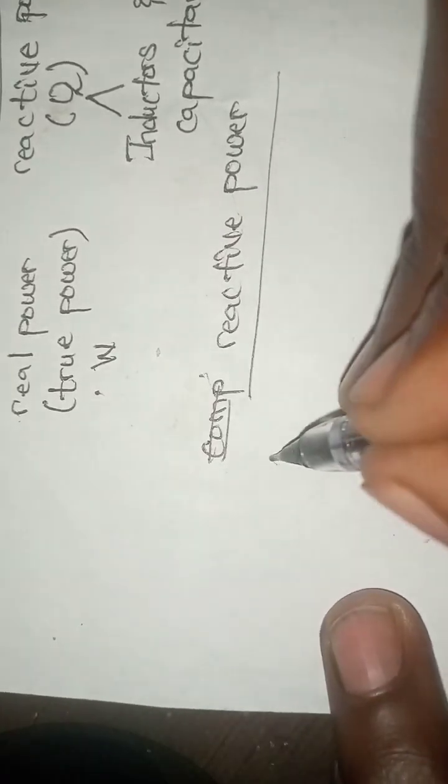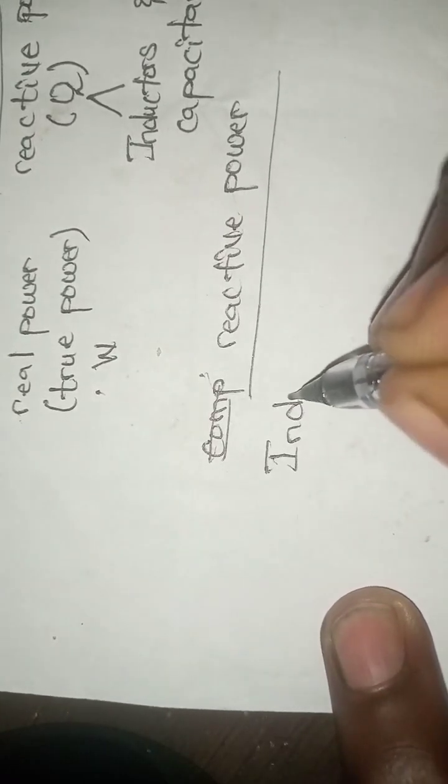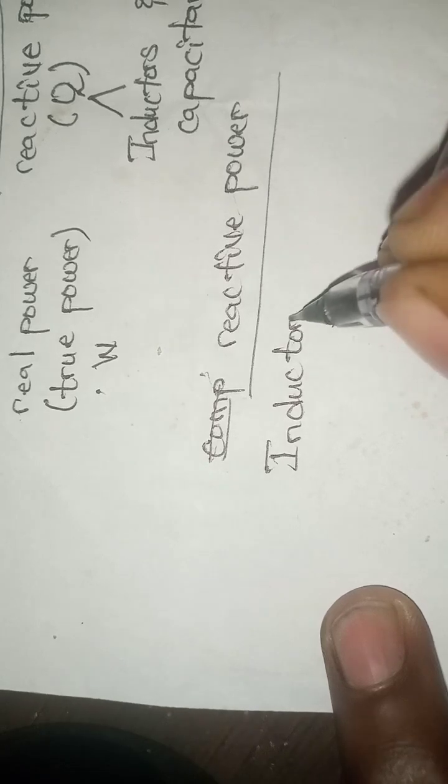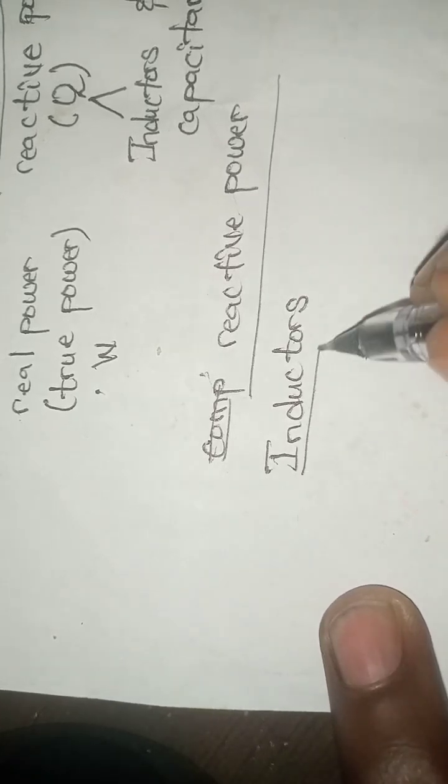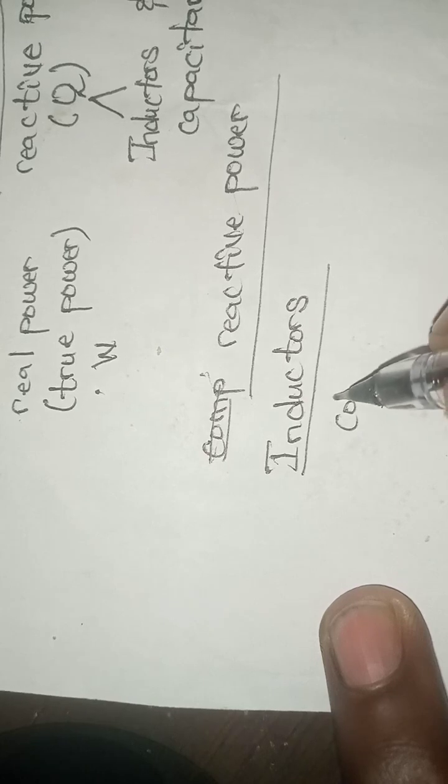So let's start with inductors. A good example of an inductor is what we call a coil of wires. This coil of wires, when subjected to AC current, produces flux. Since current is being used to produce flux, we know there are losses involved in the form of heat. Hence, power will be lagging in an inductor.